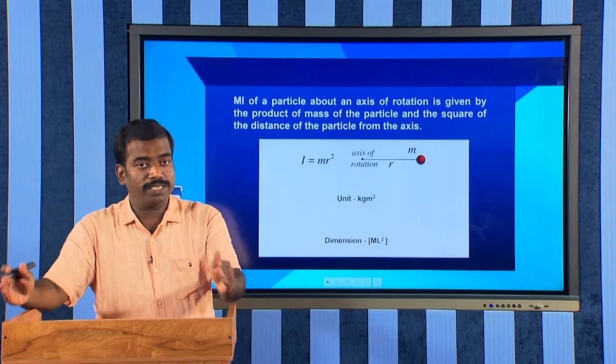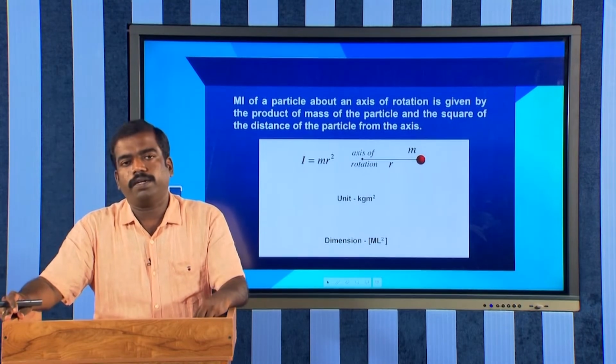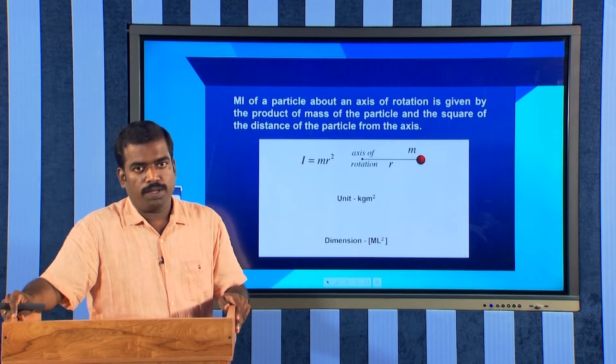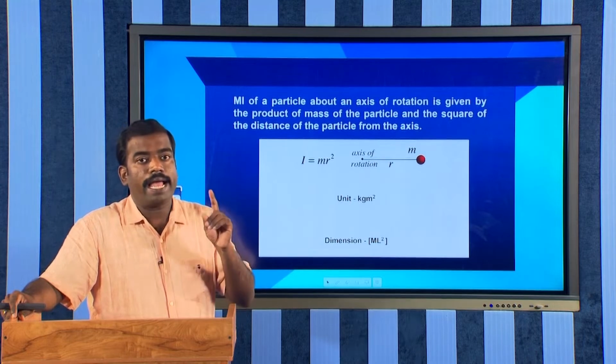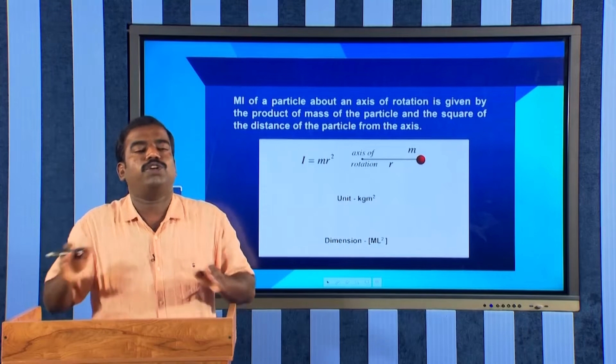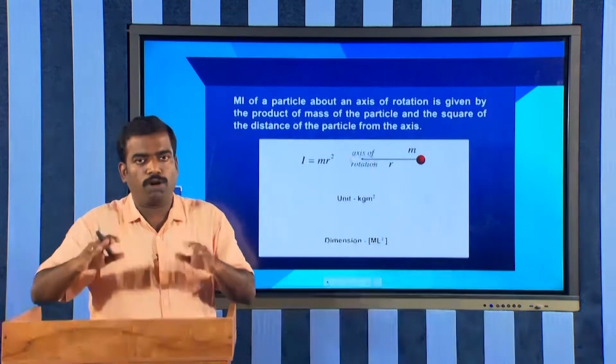So this is the definition of moment of inertia. Moment of inertia of a particle is the product of the mass of the particle and the square of the distance from the axis of rotation. Moment of inertia of a particle about the axis of rotation. This is very important, because I had already told you, moment of inertia depends on the position and direction of the axis of rotation. So moment of inertia of a particle about the axis of rotation is not a constant. If the axis of rotation varies, moment of inertia also varies.